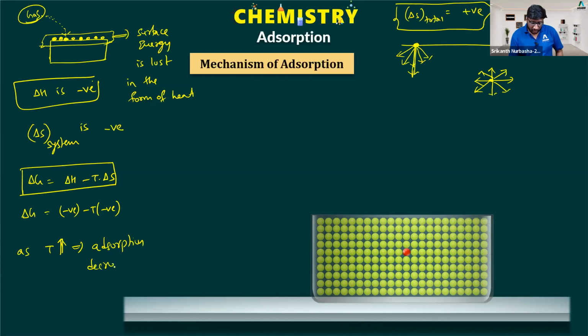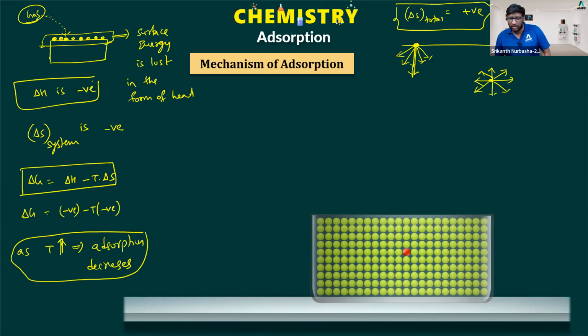Adsorption decreases. Why? Because delta G will become positive. That is a thermodynamic aspect. But what we can say in other terms: as temperature increases, adsorption decreases. That is the overall perspective, but it differs for physisorption and chemisorption.